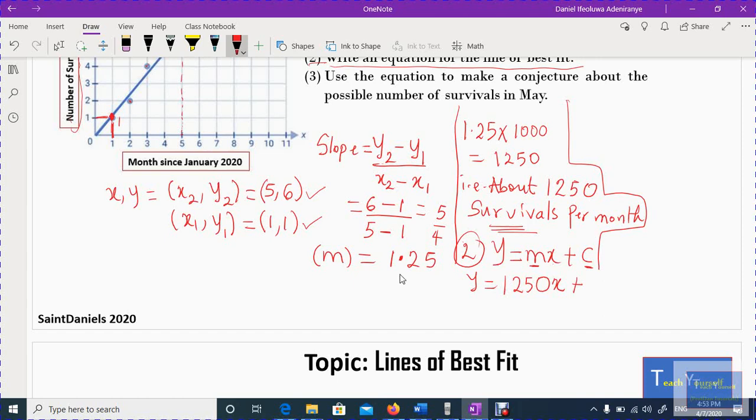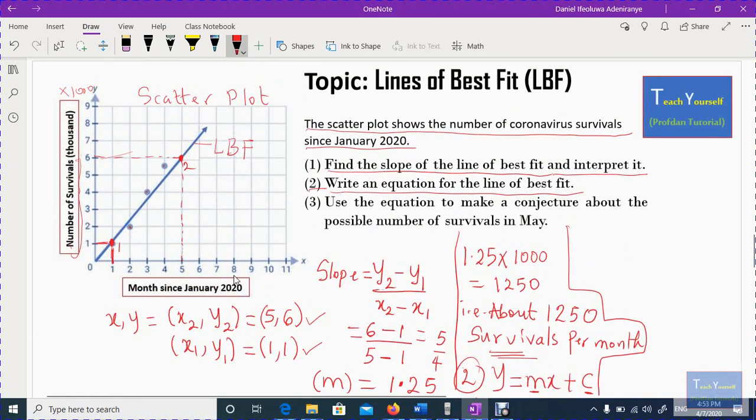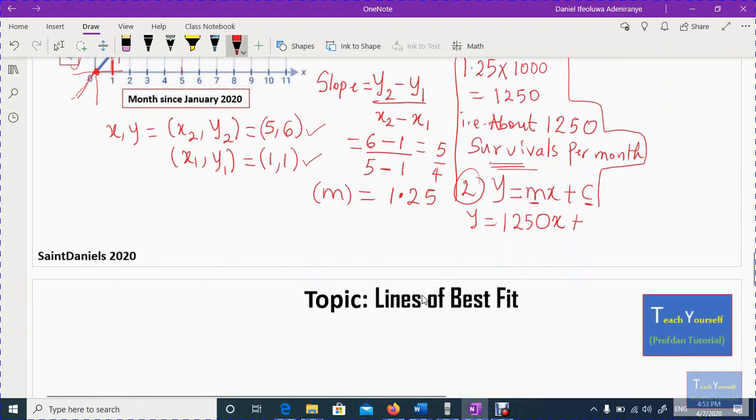My c in this case is the y-intercept. How do you get that from the graph? From this graph, you see this line, where does it cut the y-axis? This is my extension of my y-axis and this is my x-axis. So it cuts the y-axis at 0. That means my y-intercept is 0. So I can simply put it as y equals, using the main parameter we got, 1.25x plus 0. So this is the equation relating our y-axis and the x-axis.